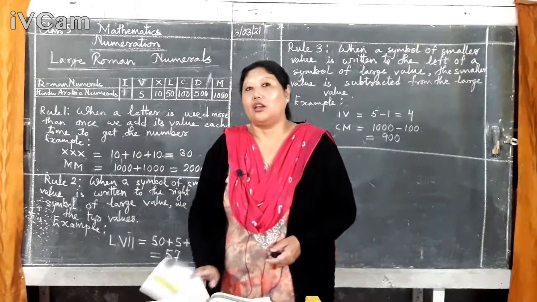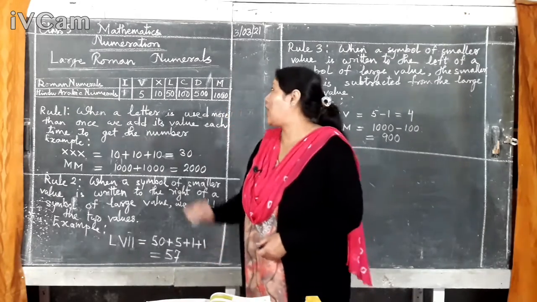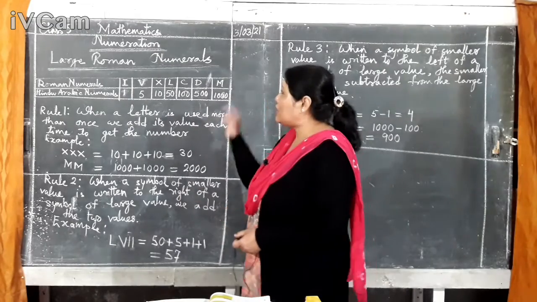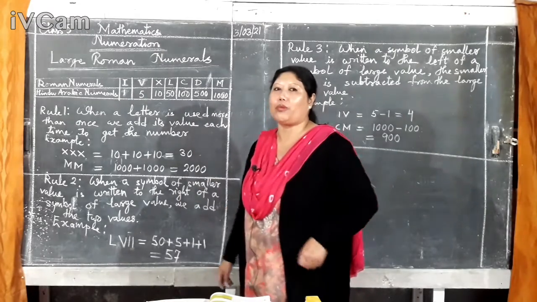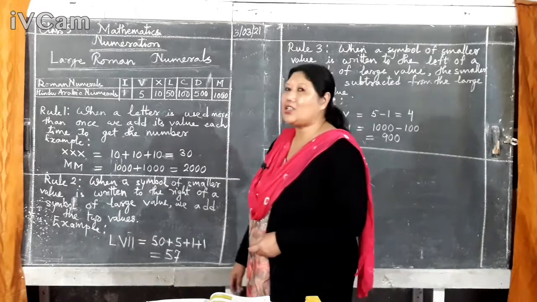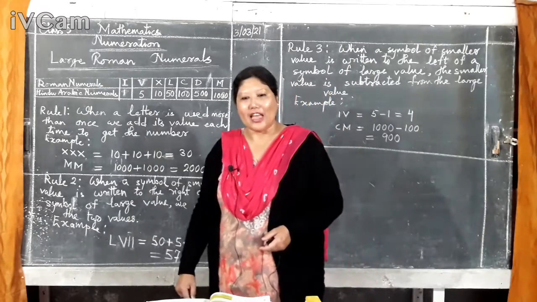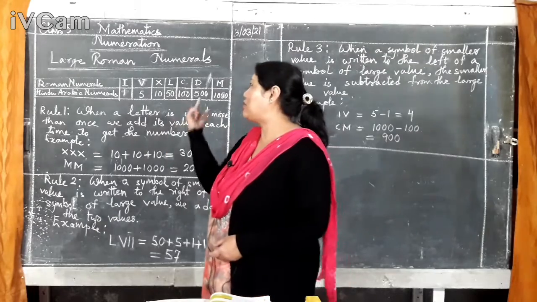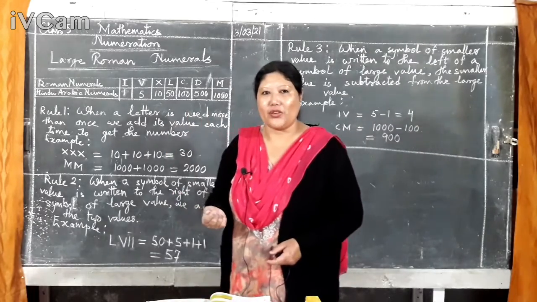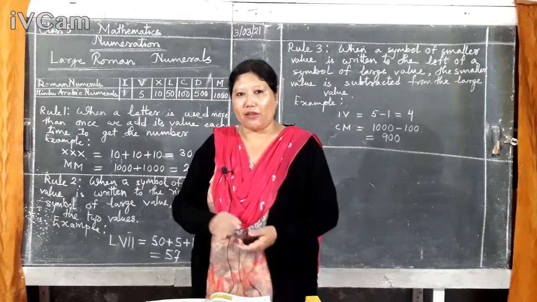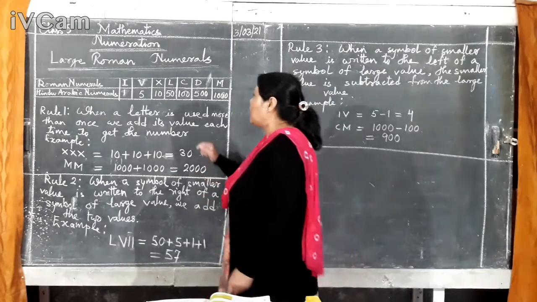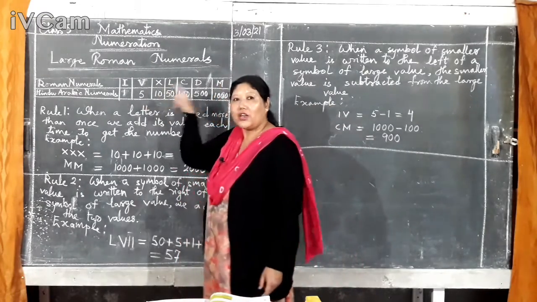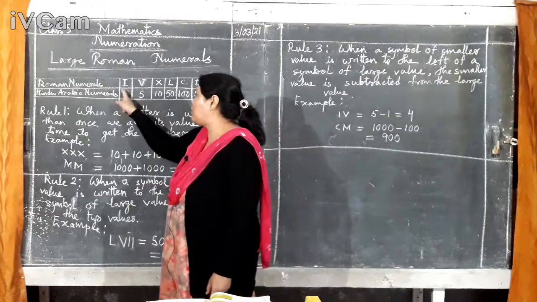And today I am going to start a new topic under numeration only. This is the last topic in numeration, that is large Roman numerals. And you know this, your favorite, isn't it? In class 4 you have done Roman numerals already, but only till 50. So 1 to 50 you already know how to write in Roman numerals.